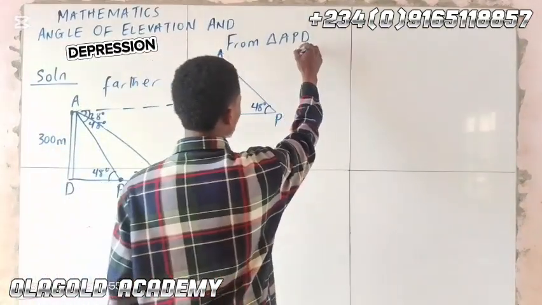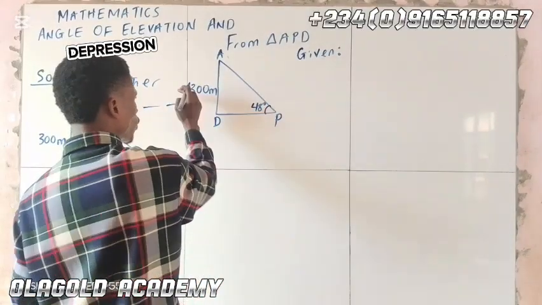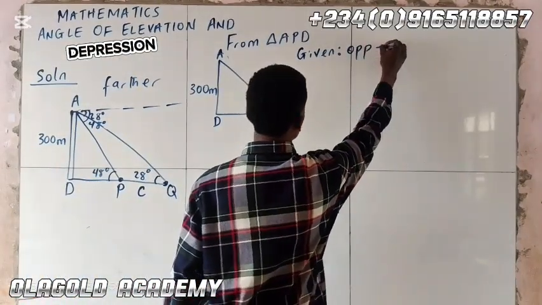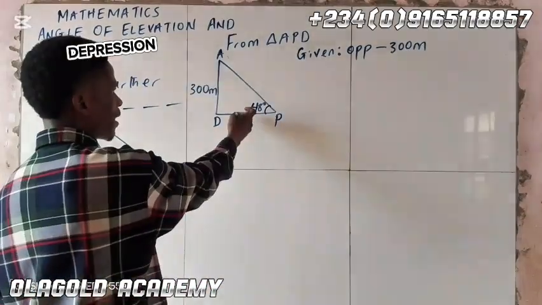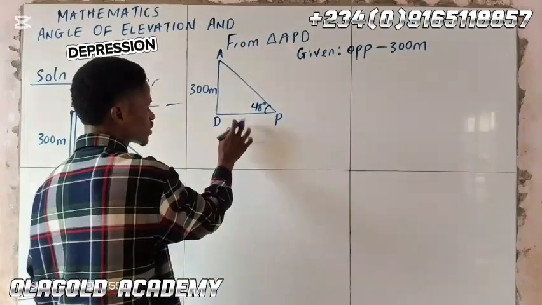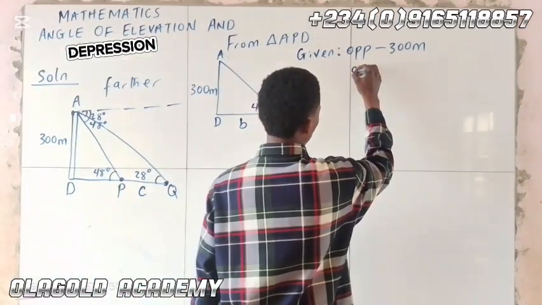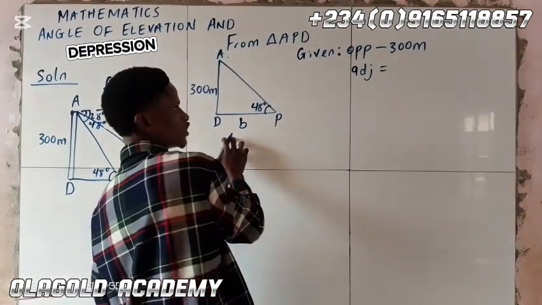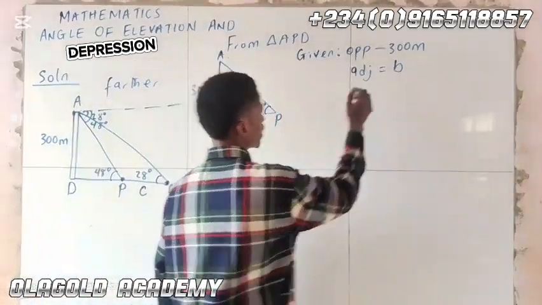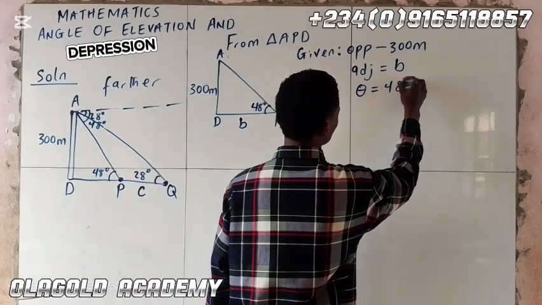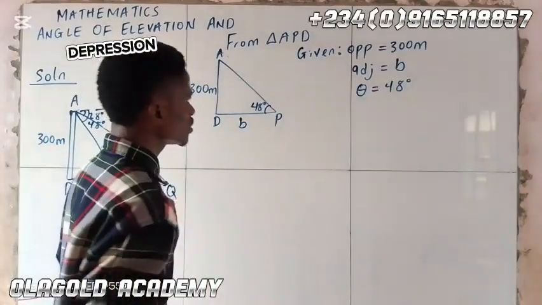Alright, so from this triangle, I have my opposite to be 300 meters. My angle theta, I'm looking for this side, so let me call it small b. So my adjacent is b, and my angle theta is 48 degrees.